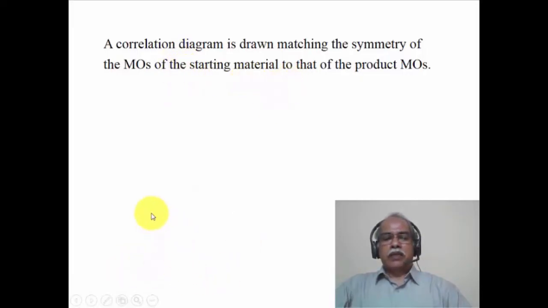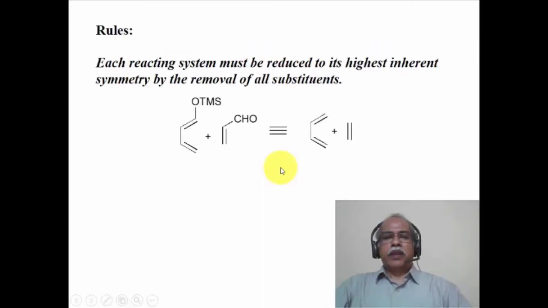Symmetrical molecular orbitals of the starting point should match with the symmetrical molecular orbitals at the end point. Similarly, the antisymmetrical molecular orbitals of the starting point should match with the antisymmetric molecular orbitals of the end point. This is important. But in doing so, there are certain basic rules that one needs to follow. It's possible that the molecules by themselves are inherently unsymmetrical because of substituents that may be present.